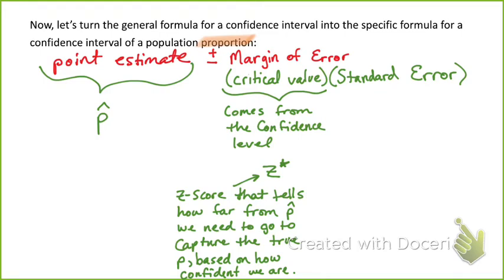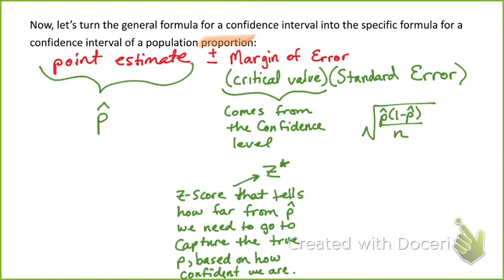Standard error. We already talked about this. It is just the square root of P hat times 1 minus P hat, divided by N. We use P hat to estimate P, so we just replace the P's with P hats in the formula. And that's the standard error.